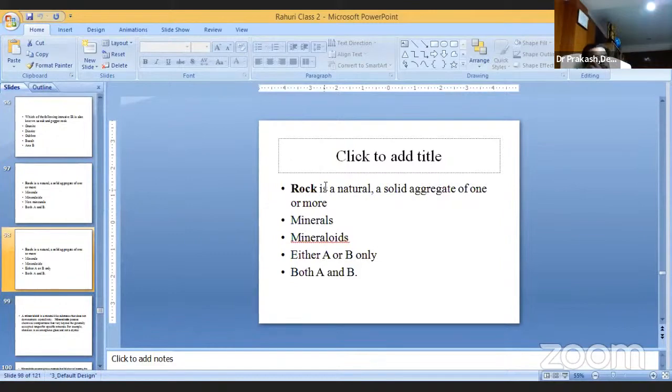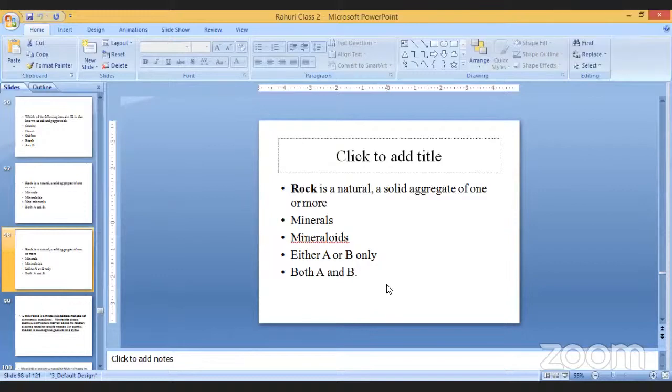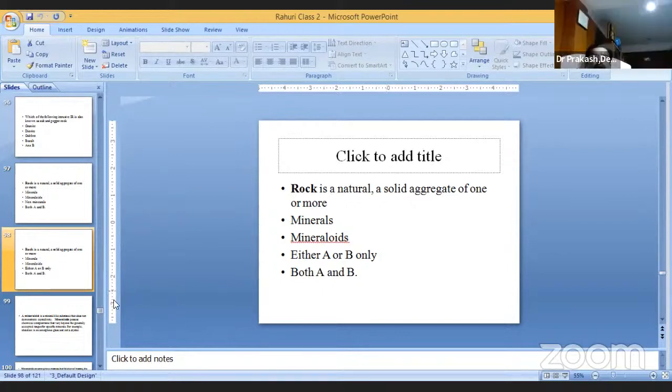Okay, now the next question is: rock is a natural solid aggregate of one or more minerals, mineraloids, either A or B only, both A and B. You have to select one of them only.